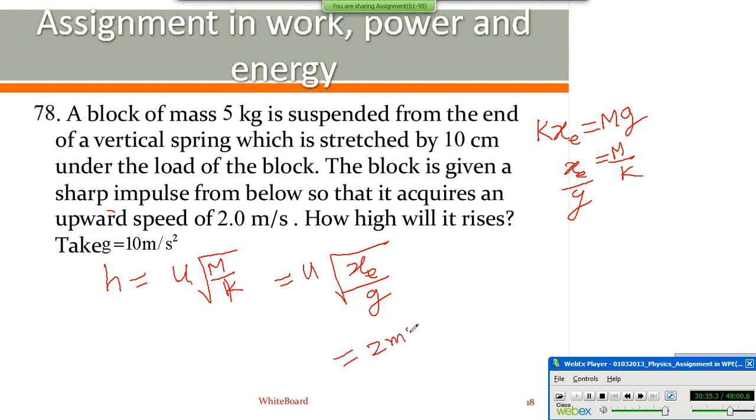So here u is given to be 2 meters per second. x_e is 10 centimeters, which means 0.1 meter. And g is given to be 10 meters per second square. So you get 0.2 meter or 20 centimeter as the answer.